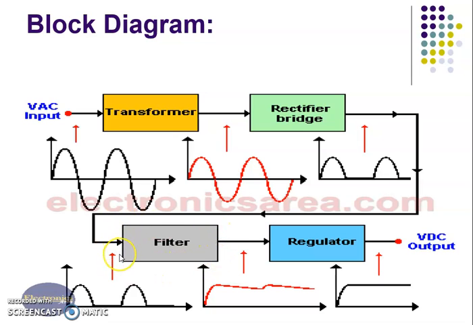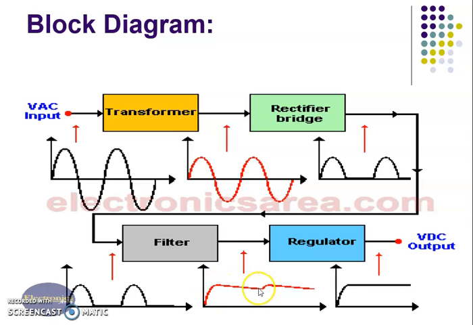The next block is filter circuit. The purpose of filter circuit is to take the pulsatile input, and the capacitor that is used in the filter facilitates fast charging and very slow discharging. So charging and discharging of the capacitor used in the filter decides the output. In the output waveform of the filter, you can see that this particular part is charging of the capacitor, because filter is nothing but capacitor. This is called charging, and then the discharging takes place.